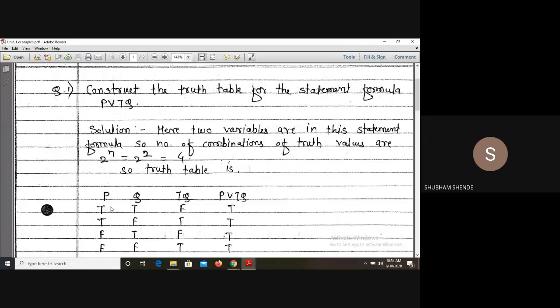Madam, the third one is false. F or F is F. The third one is false, right? Yes, ma'am. Sorry, by mistake I have written T here. So the correct values are T, T, F, T.